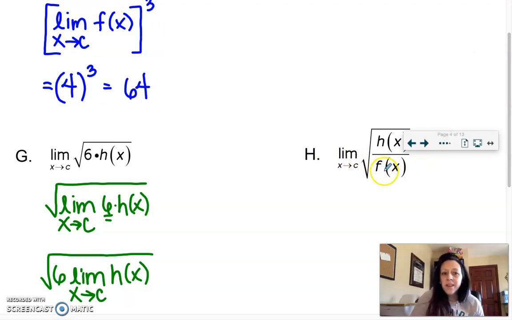And then h would be a lot like that one. So if you still need me to do another example for you, let me know, and I can do that for you, but I'm going to skip it for now.